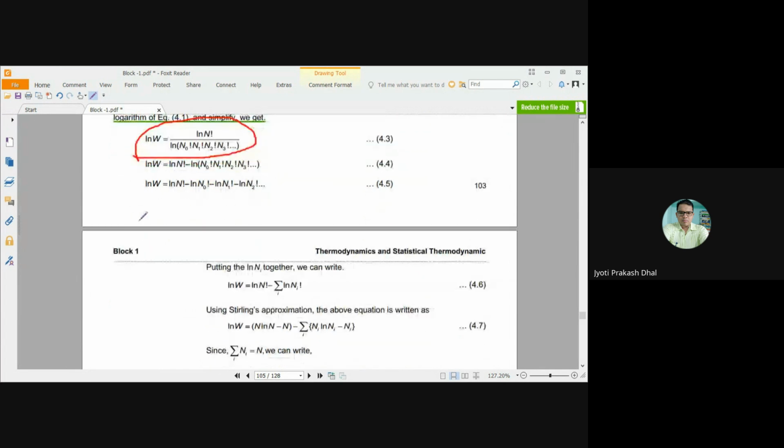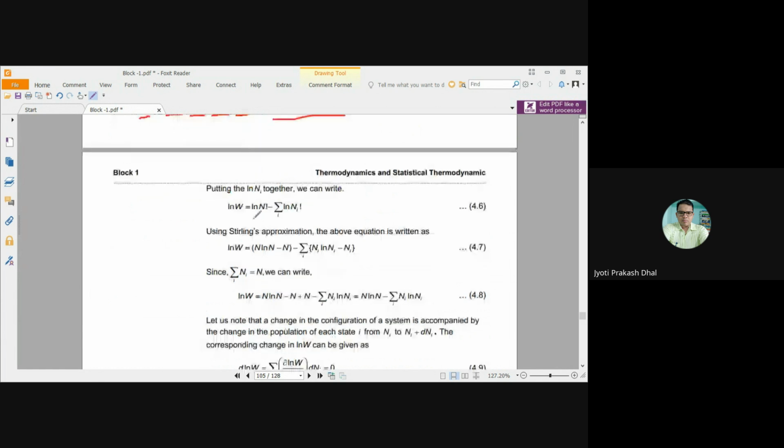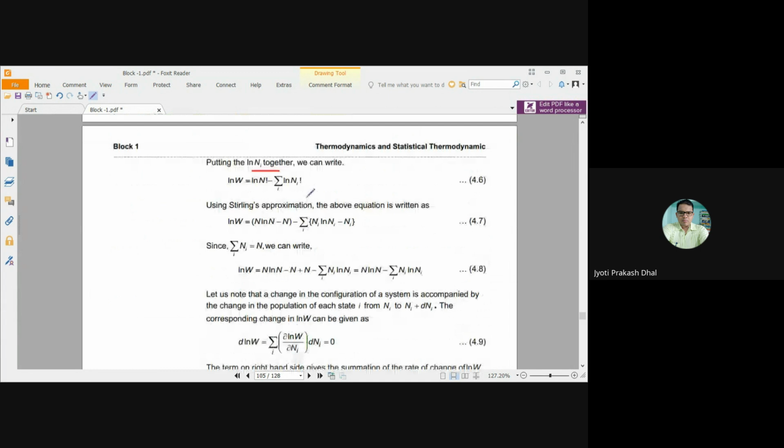So ln W equals ln N factorial minus ln of n0 factorial into n1 factorial into n2 factorial, and so on. Again, we can find ln W equals ln N factorial minus ln n0 factorial minus ln n1 factorial minus ln n2 factorial, and so on. Putting it together, we can write ln W equals ln N factorial minus summation of ln ni factorial.